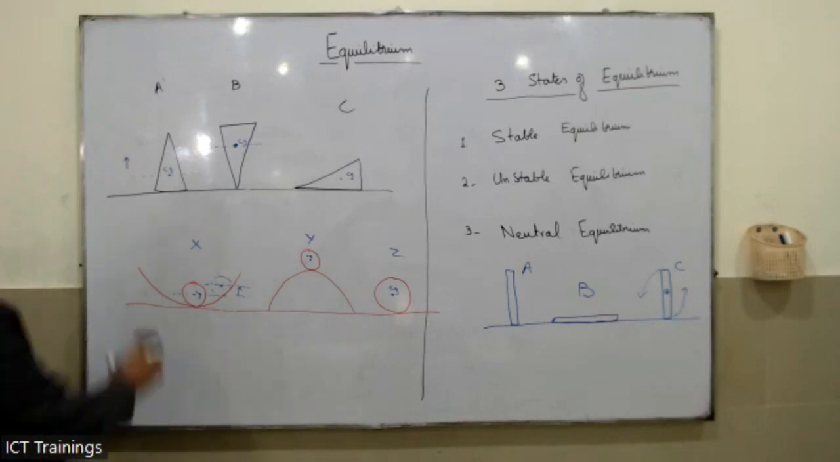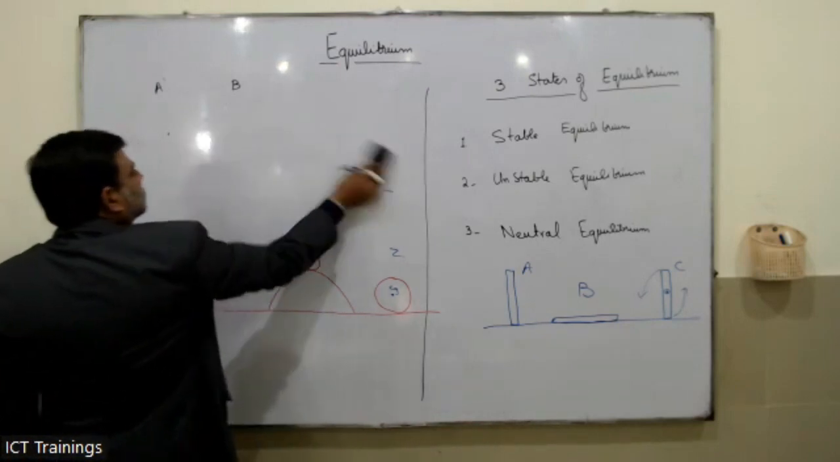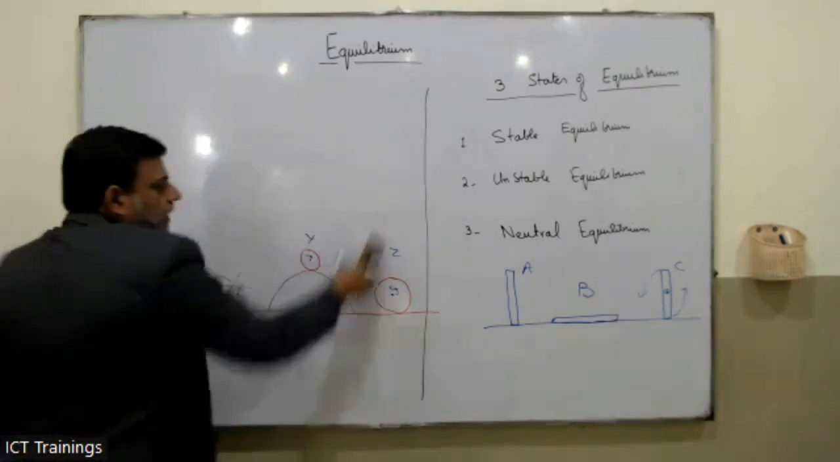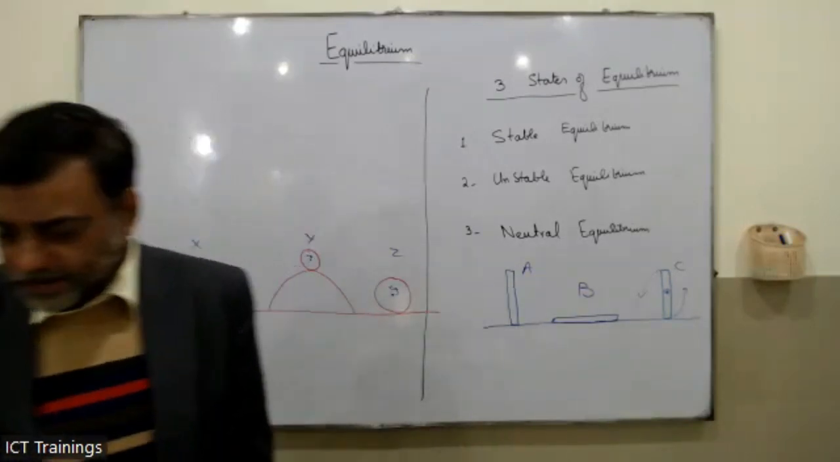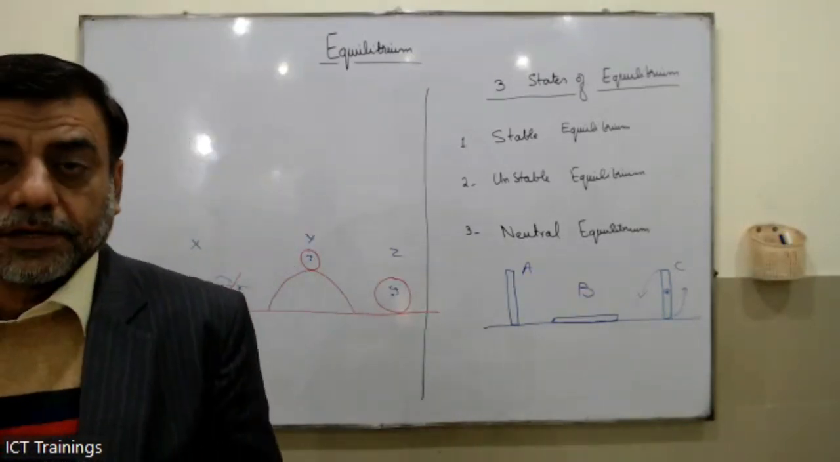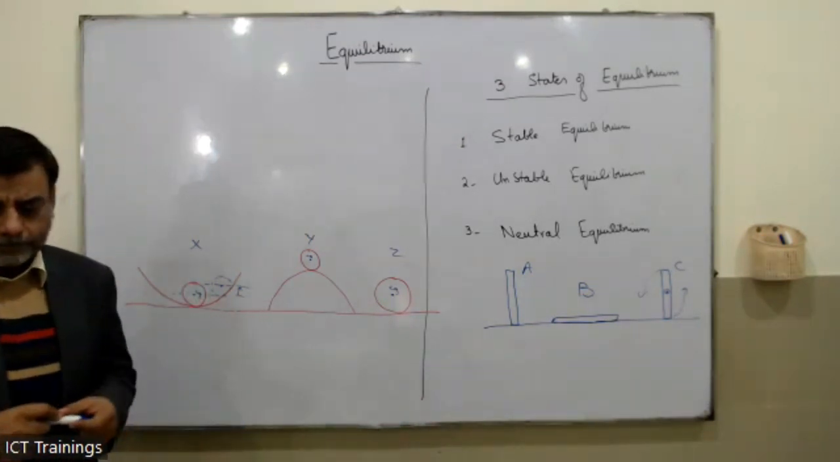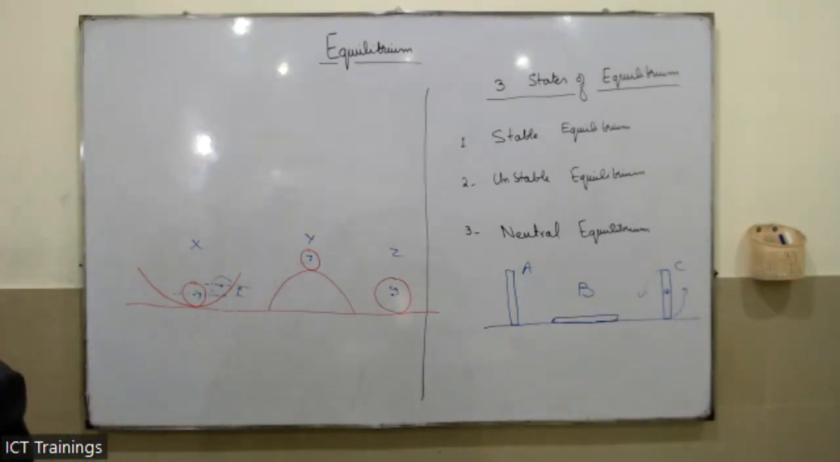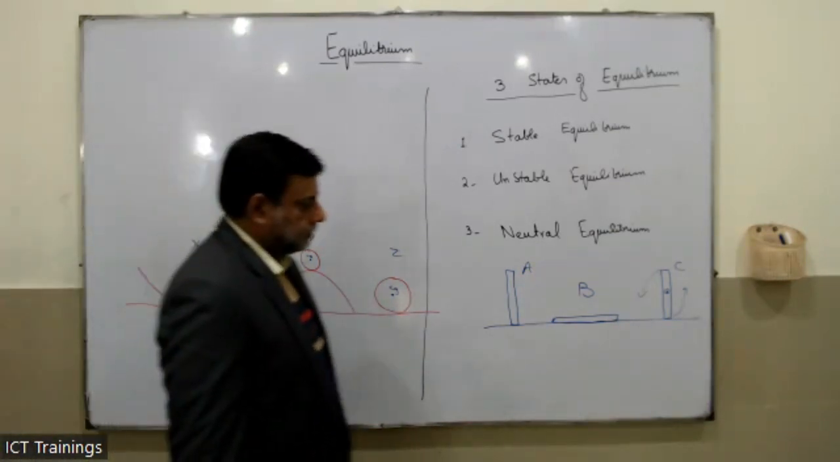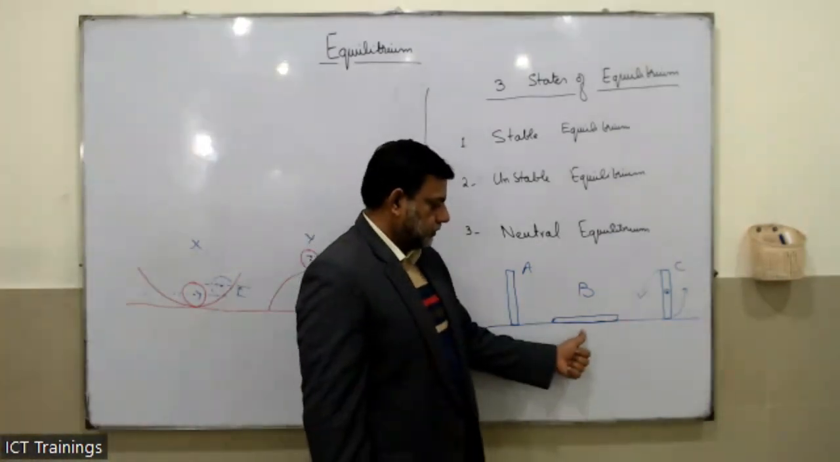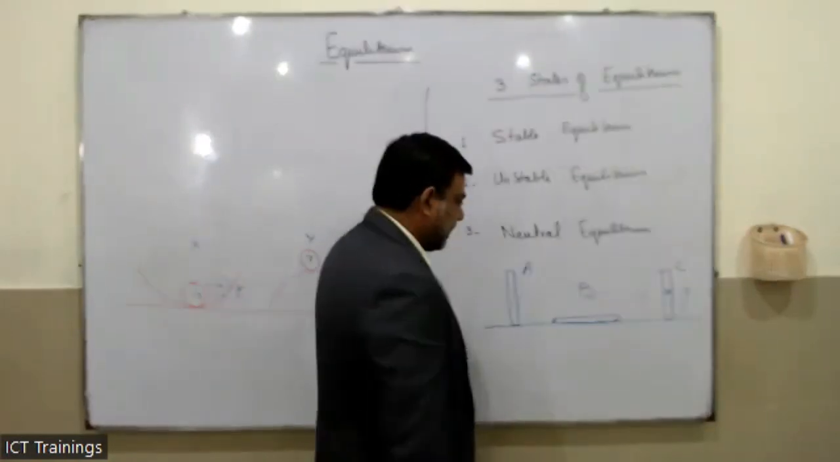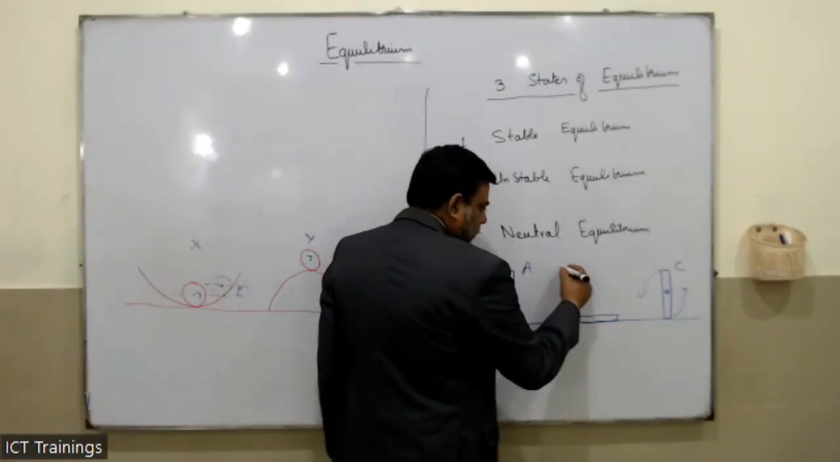Fatma. Out of that A, B, and C, which one of them is in neutral state of equilibrium? B, I guess. Fatma thinks that B is in neutral.